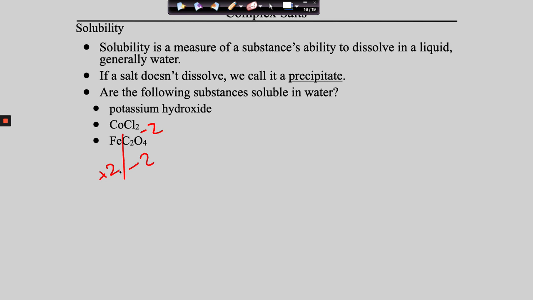So if iron is +2 and it bonds to oxalate, does it dissolve in water? What letter do you see? I. Does that dissolve in water? It does not. Therefore, it would precipitate. It would sit on the bottom as a solid. You good? Okay.